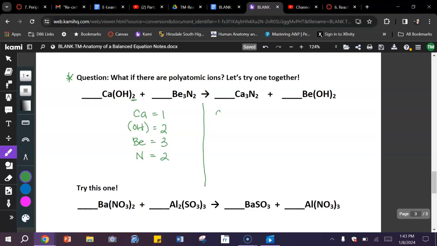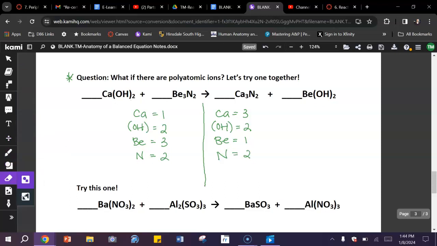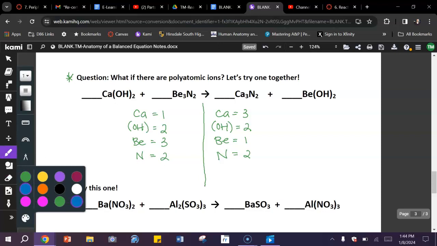Over on the other side, I have also calcium. I have hydroxide. I have beryllium and I have nitrogen. This time I have 3 calciums. I have 2 hydroxides. I have 1 beryllium and I have 2 nitrogen. Okay. So, like I said before, I just like to move from left to right.